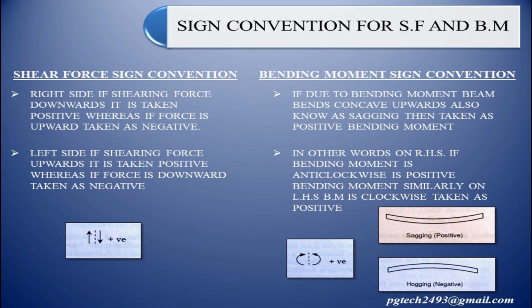Sign convention for bending moment. Bending moment which produces bending of the beam concave upwards, also known as sagging, will be taken as positive bending moment. Hence, bending moment which produces bending of the beam convex upwards, also known as hogging, will be treated as negative bending moment. In short, right hand side bending moment that is anti-clockwise is taken as positive. Left hand side bending moment that is clockwise is taken as positive.